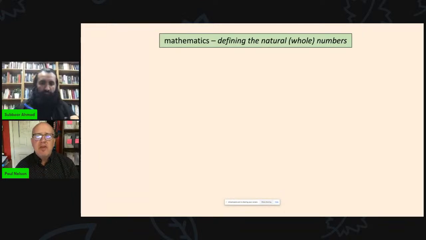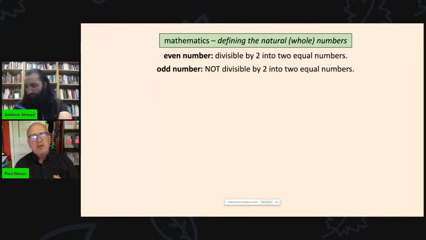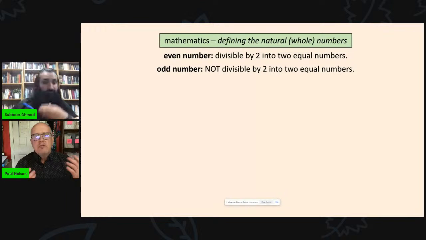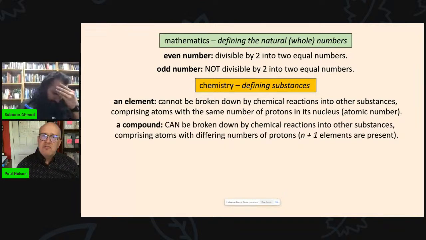So let me give you some examples from other bodies of knowledge where we have well-defined distinctions that do work for us. For instance, consider the whole numbers, the natural numbers, the so-called counting numbers in mathematics. We distinguish odd and even numbers via their divisibility by 2, right? Divisible by 2, you get 2 equal numbers; not divisible by 2 into 2 equal numbers: even and odd. Or in chemistry, we distinguish elements, as we see them for instance in the periodic table, from compounds.